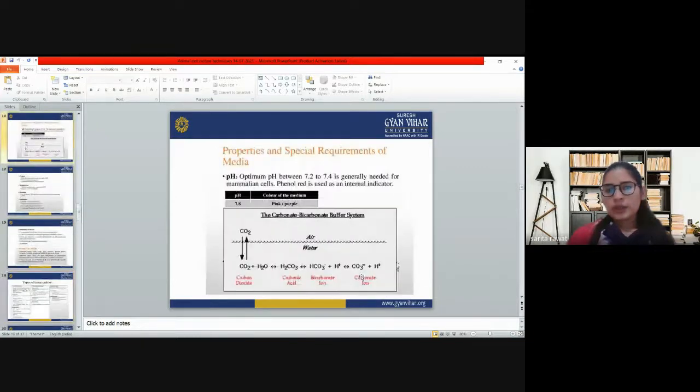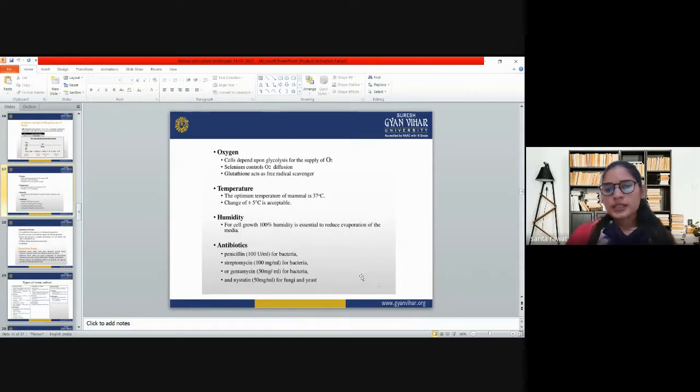Now the special requirements for preparing the media. The optimum pH is between 7.2 to 7.4. Then oxygen is required, temperature is required, humidity is required, and antibiotics are required. For penicillin, 100 units per ml for bacteria, streptomycin 100 mg per ml for bacteria, gentamicin 50 mg per ml for bacteria, and nystatin 50 mg per ml for fungi and yeast.